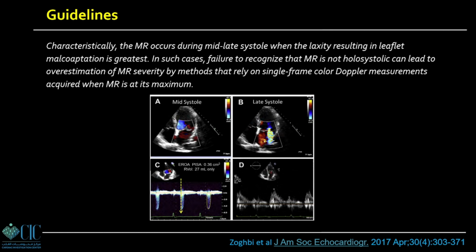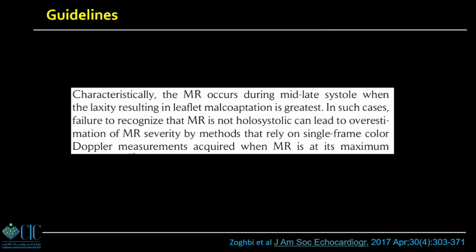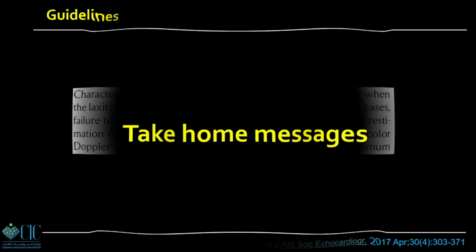So what is the solution? How to calculate this? By tracing the VTI. ARO might be significant, but the mitral regurgitation volume will be less. So in that case, calculate the VTI to get the mitral regurgitation volume, not the ARO alone. Okay? So this is what is recommended by the guidelines.